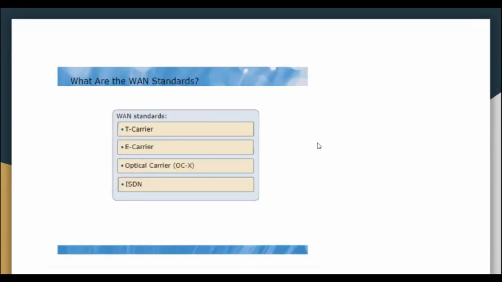So what are the WAN standards? In WAN standards, we have T carrier, E carrier, optical carrier or the OCx, and the ISDN. The networking standards define the rules for data communications that are needed for interoperability of networking technologies and processes. So the first standard, we have T carrier.